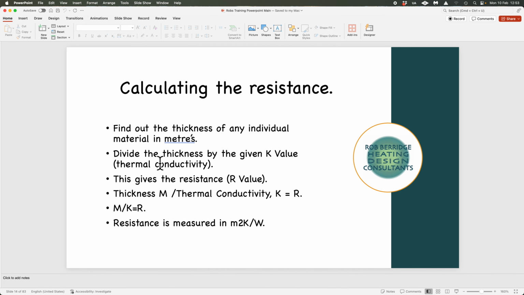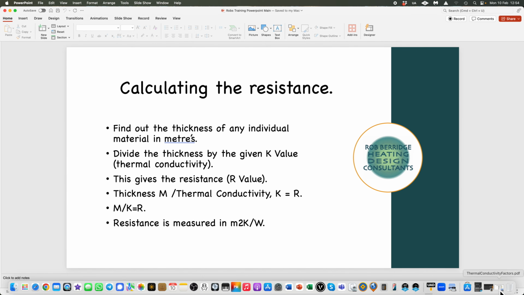So we have the thickness divided by the K value, the thermal conductivity. Thickness in meters divided by the thermal conductivity gives you your R value. And the resistance, again, is measured in meter squared Kelvin per watt. So thickness divided by conductivity gives you your R value.